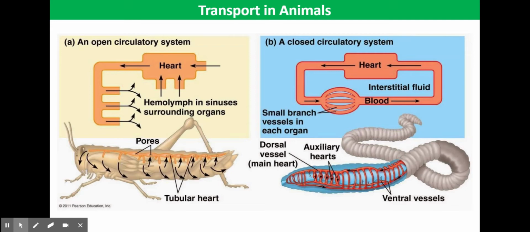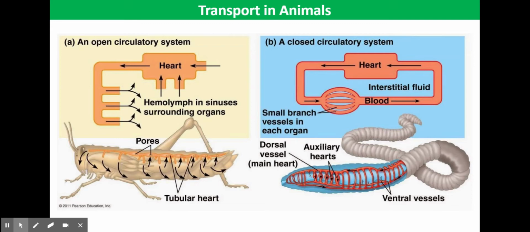Blood from the body enters the heart through pores called ostia. The heart then pumps the blood towards the head by peristalsis. At the forward end of the heart, nearest the head, the blood simply pours out into the body cavity. This circulation can continue when the insect is at rest, but body movements may still affect the circulation.